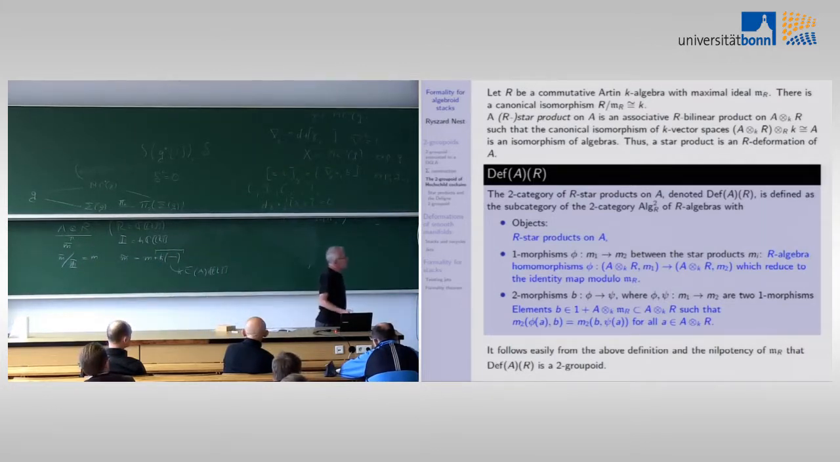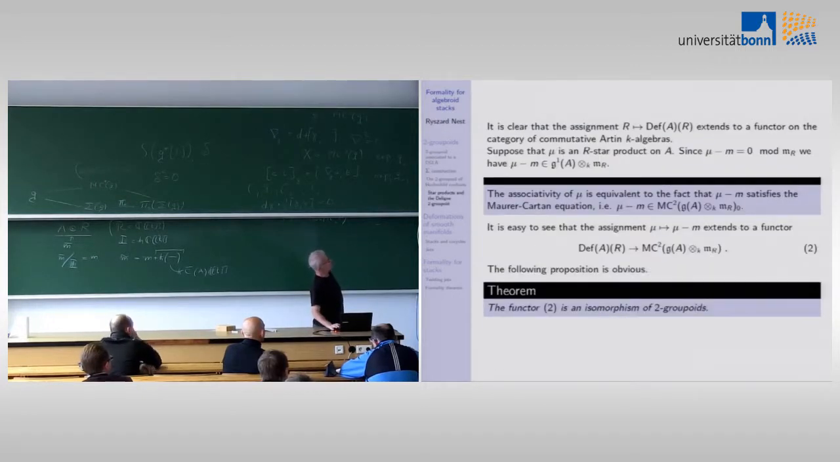So there are, again, two categories of products on A. R star products: objects are just R star products, as I called them, so these are deformations of the original product. One-morphisms are just linear morphisms which transport one star product to the other, and two-morphisms will be, as Ralph was saying, kind of inner automorphisms, just intertwiners between two linear maps. This is again a two-groupoid. Unfortunately, the last thing vanished.